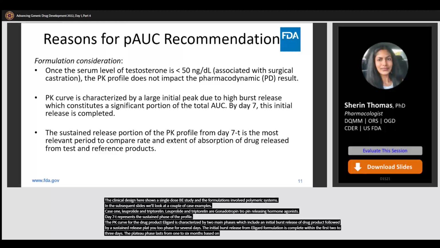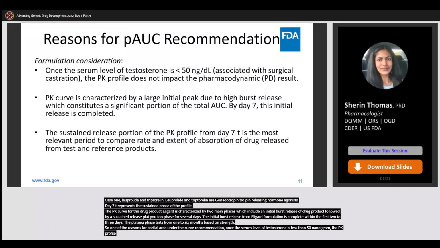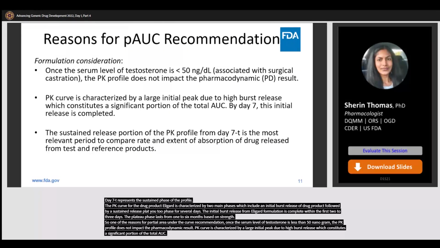So what are the reasons for the partial area under the curve recommendation? Once the serum level of testosterone is less than 50 nanograms, the PK profile does not impact the PD result. The PK curve is characterized by a large initial peak due to the high burst release, which constitutes a significant portion of the total area under the curve. By day 7, this initial release is completed. The sustained release portion of the PK profile from day 7 to T is the most relevant period to compare rate and extent of the absorption of the drug release from the test and the reference products.